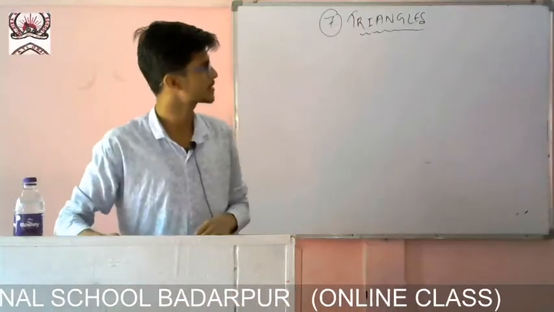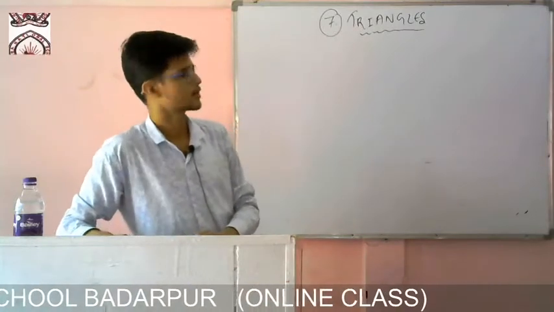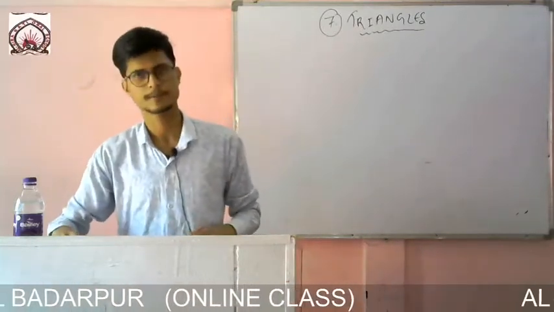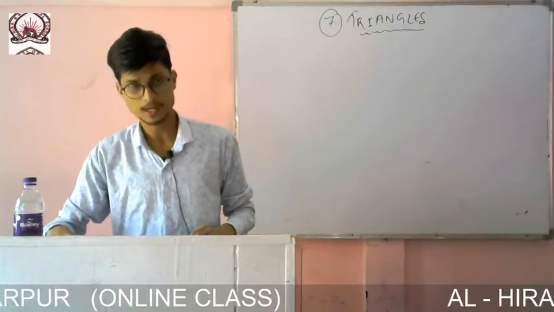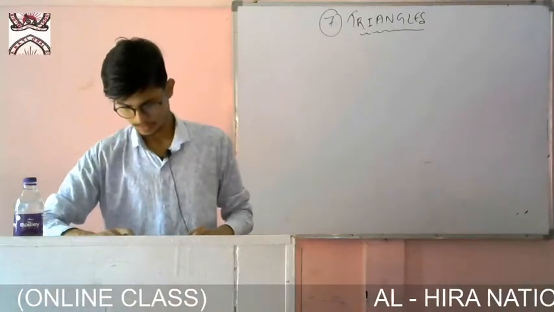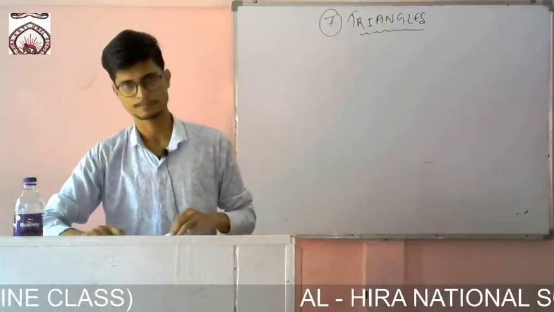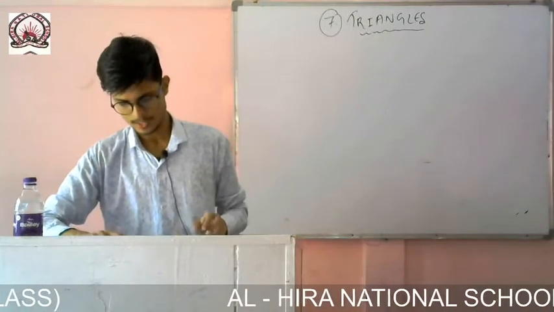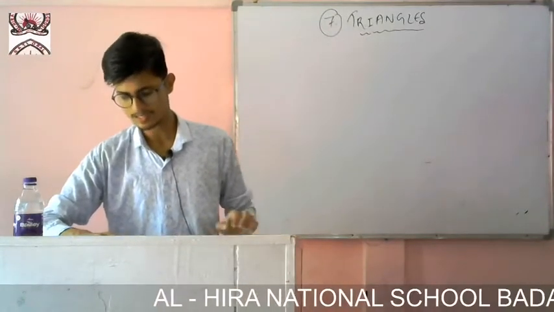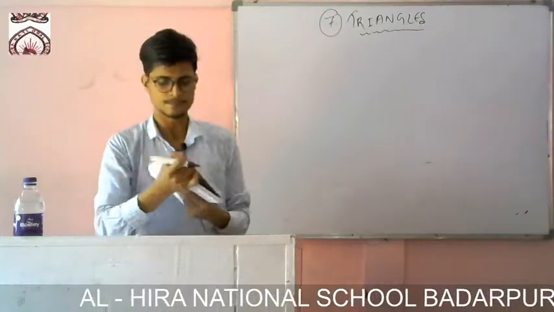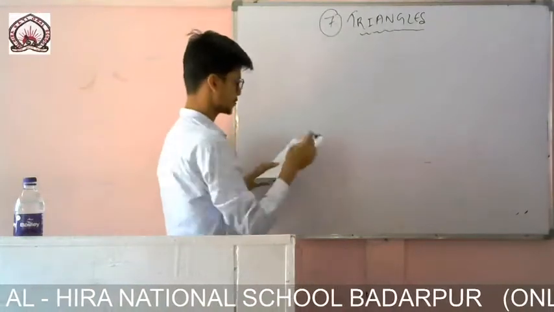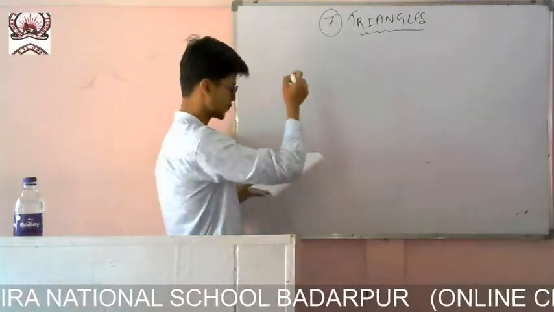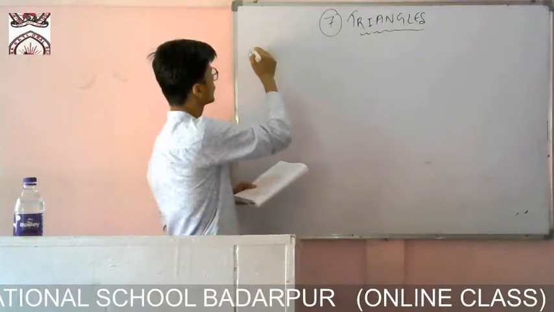Today we will be discussing the second part of the chapter triangles, that is exercise 7.2. Before starting the exercise, there are one or two theorems which are required. The first one is: the angles opposite to equal sides of an isosceles triangle are equal. Take out your book, page number 144, theorem 7.2.